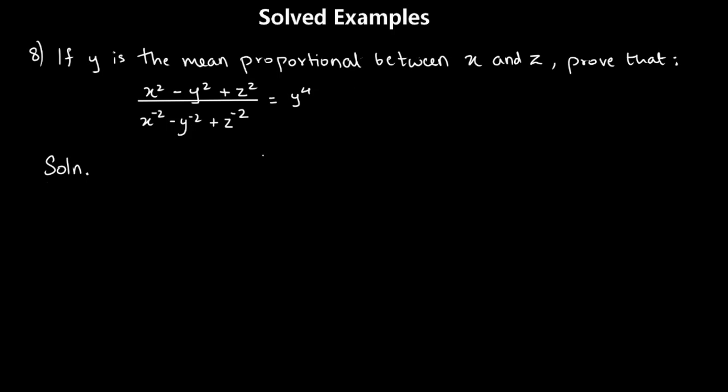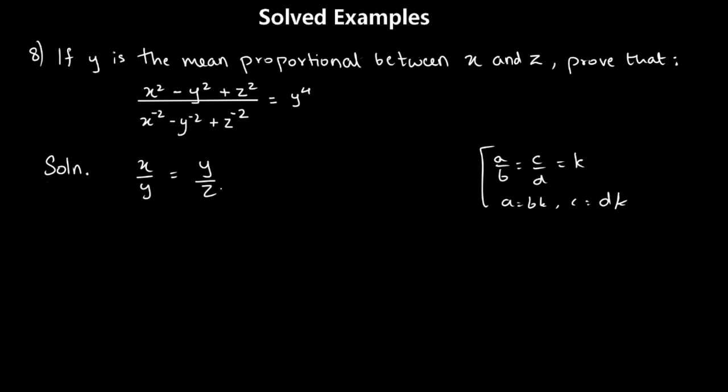Just as we start, let's use the first statement. y is the mean proportion between x and z. So what that means is that x upon y is equal to y upon z. If you remember when we were discussing proportion, whenever we had two ratios equal, a upon b is equal to c upon d, we were equating it to k and then saying a is equal to bk, c is equal to dk, and so on.